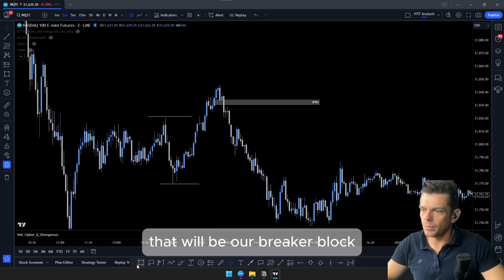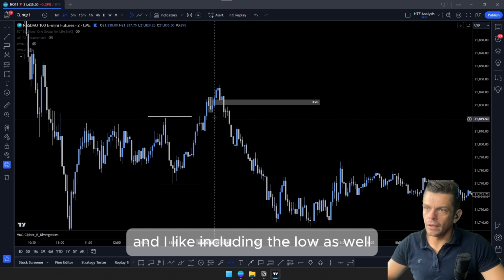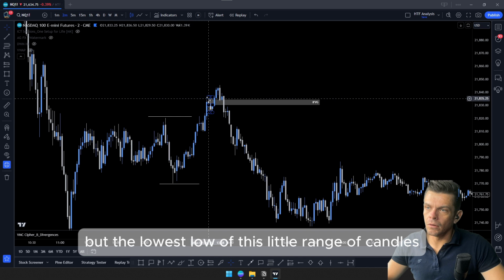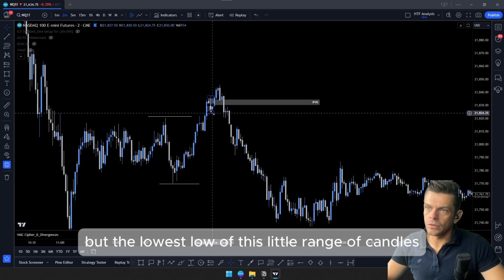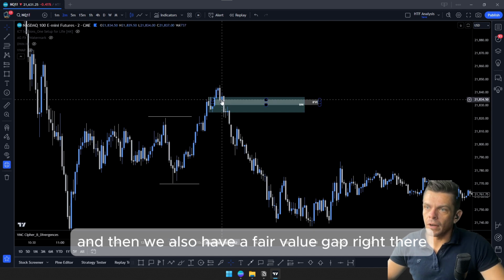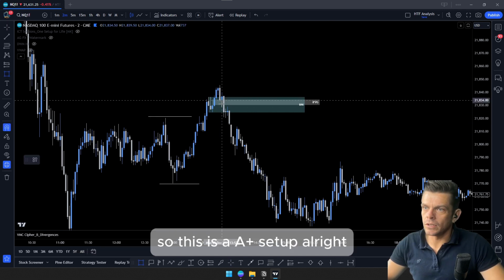That will be our breaker block. And I like including the low as well. You'll see there is a green candle, but the lowest low of this little range of candles is that low right there. We have our breaker block, and then we also have a fair value gap right there. So this is an A plus setup.